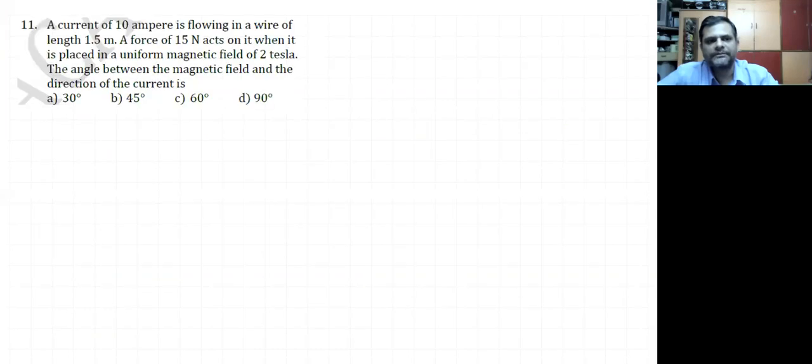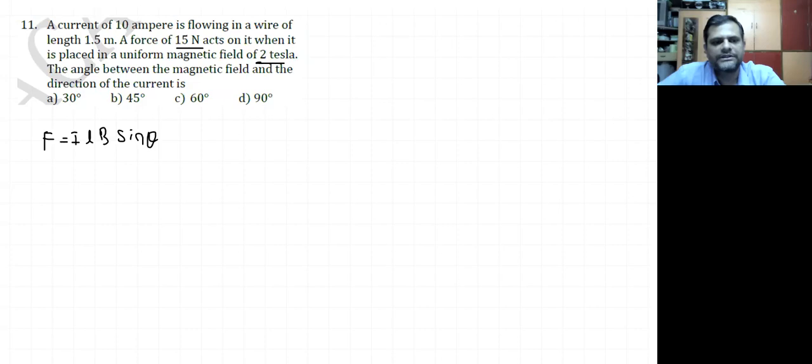A current of 10 ampere is flowing in the wire of length 1.5 meter. नहीं सॉरी, ये अलग फॉर्मूला से यूज करना पड़ेगा. The force of 15 Newton acts on the wire when it is placed in a uniform magnetic field of 2 Tesla. Then the angle between the magnetic field and the direction of current is. यहाँ पे simply हमको यूज करना है force is equal to I L B sin theta.